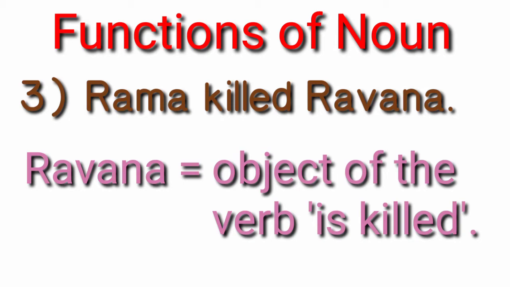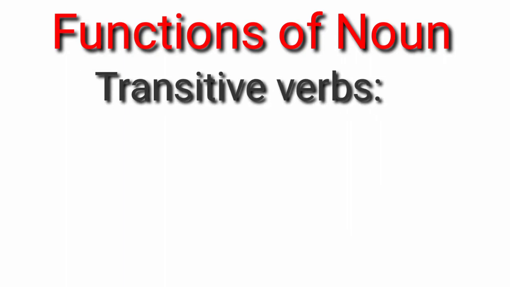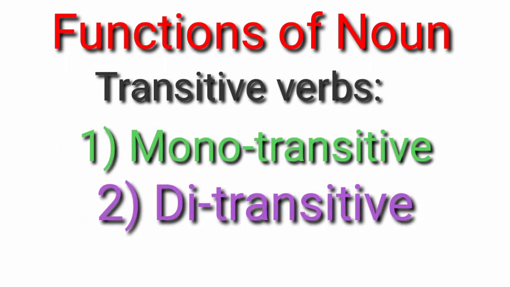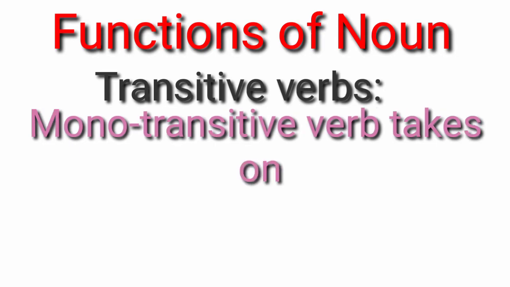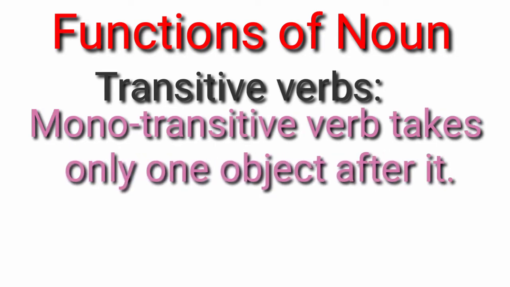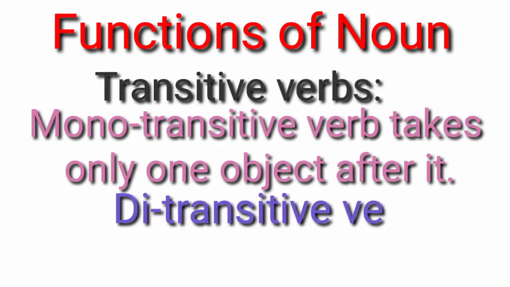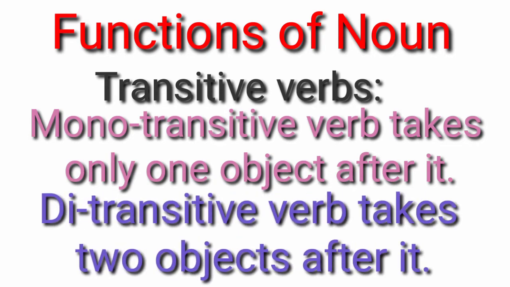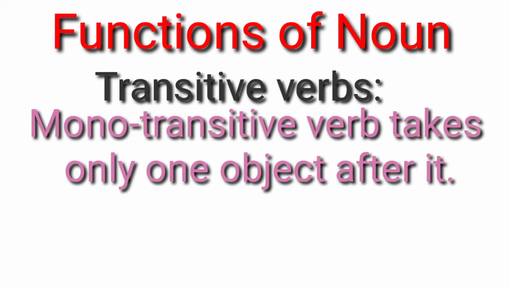And objects are of two types. Sometimes we get confused about which one is the object, because sometimes there are two objects in the given sentence. Transitive verbs are of two types, monotransitive and ditransitive verbs. If the transitive verb takes only one object, that is the monotransitive verb. If the transitive verb takes two objects, that is the ditransitive verb. A direct object and an indirect object are used after the ditransitive verb.